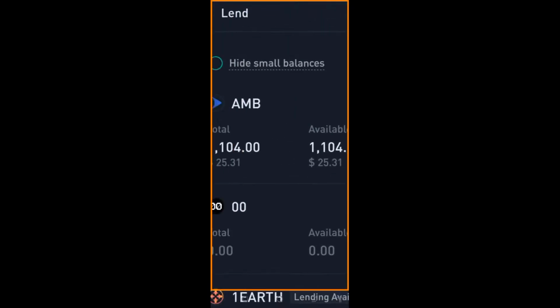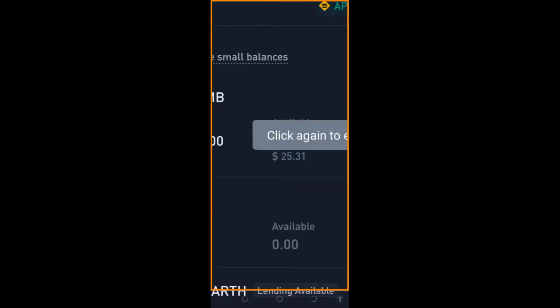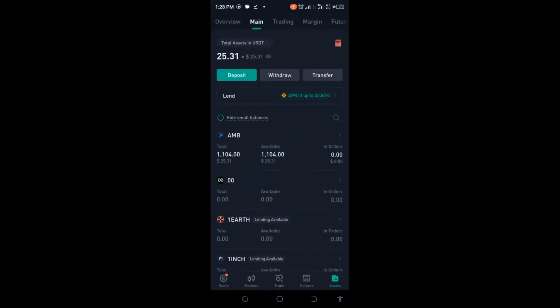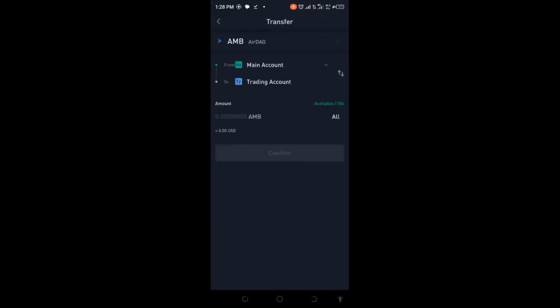As we can see here, this is the amount. We have 1104. So let's go ahead and get this started. We need to transfer this quickly to our trading account, which is very, very important. We need to do that quickly. So we're going to put all, and then we'll transfer.